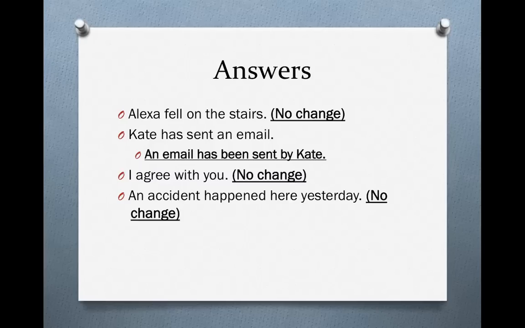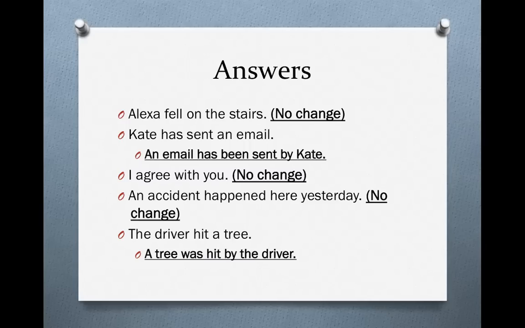Happened is an intransitive verb. We do not have a direct object. The driver hit a tree. We can change it to a tree was hit by the driver. Why? Because hit is a transitive verb. Immediately after the verb, we have a direct object, tree. So we can move the direct object to the front of the sentence, and we can make a passive sentence.